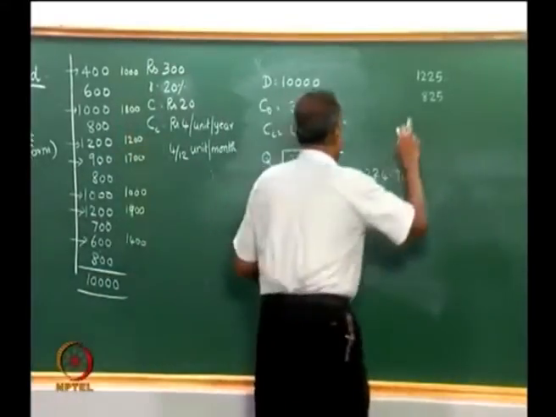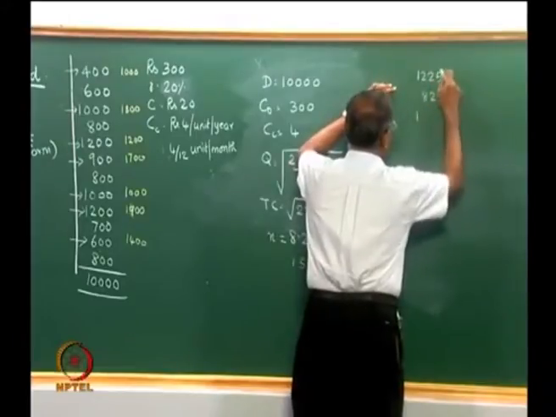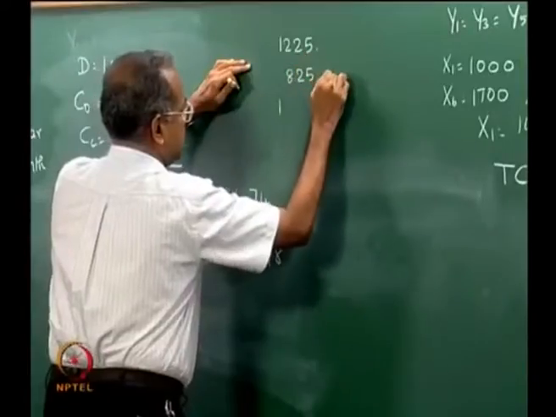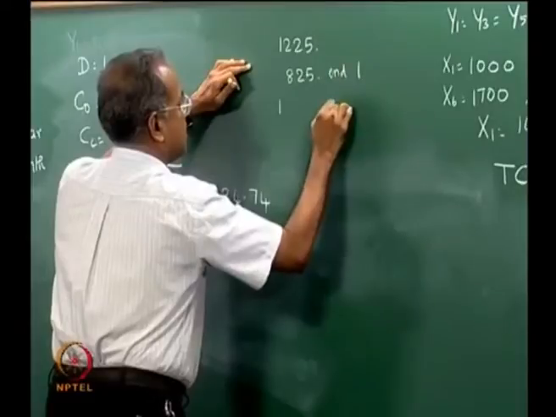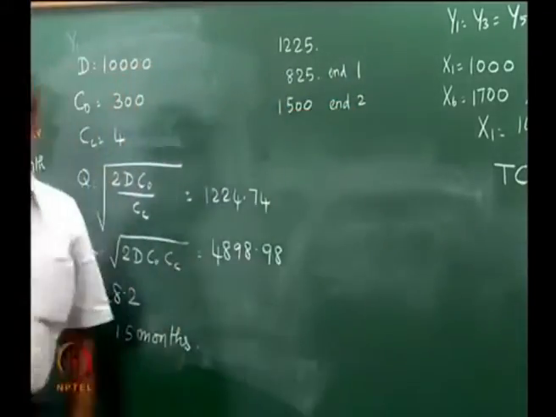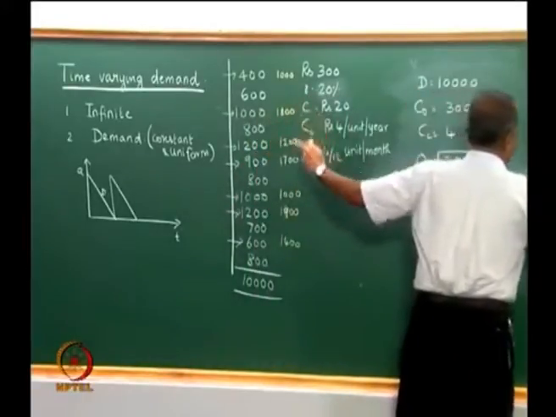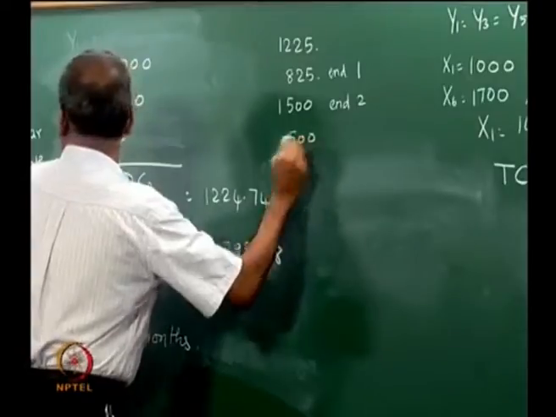So, we will have 1500, this is the beginning of the first month. So, end of first month, end of second month we will have 1500. Now, we meet this 1000 here, so we would have 500 at the end of this month.